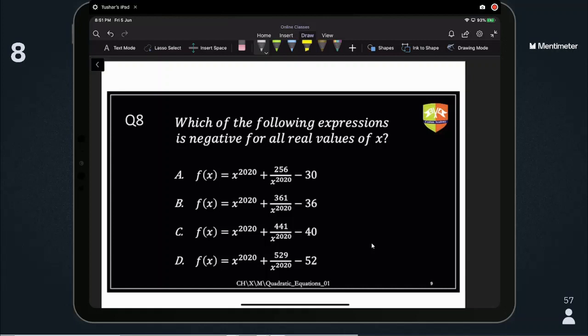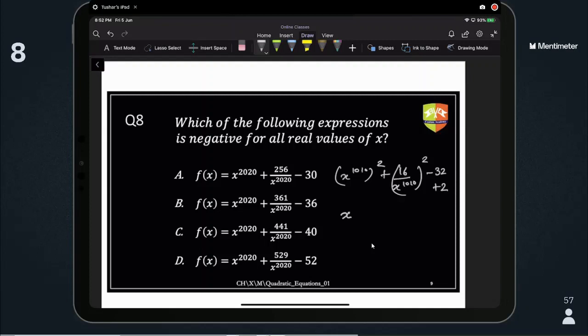Anyways, the idea here was to demonstrate the power of completing the square. One statement is missing in this; in fact, one small element was missing. If you see, this is x to the power 1010 whole square plus 256 by x to the power 1010 whole square. Then this minus 30 can be written as minus 32 plus 2. Isn't it?